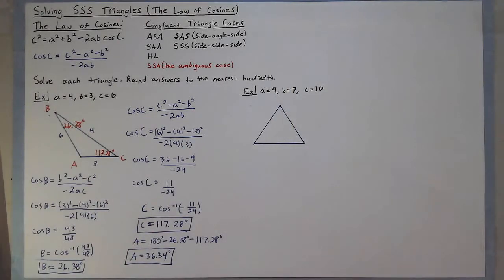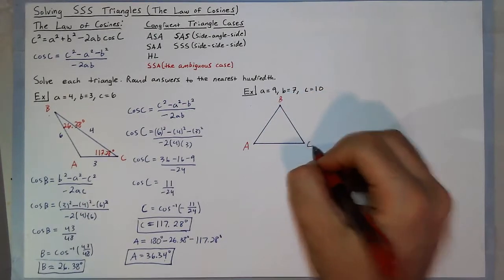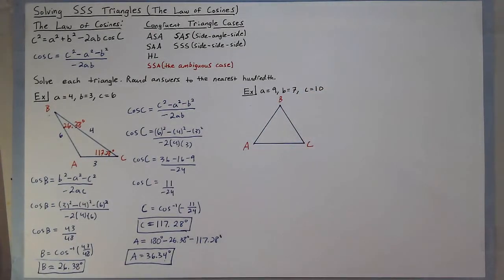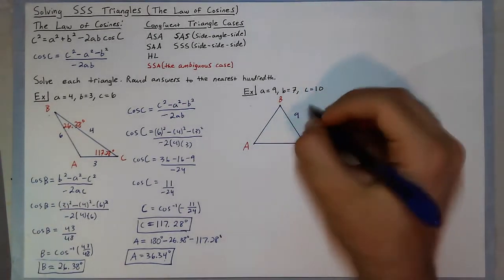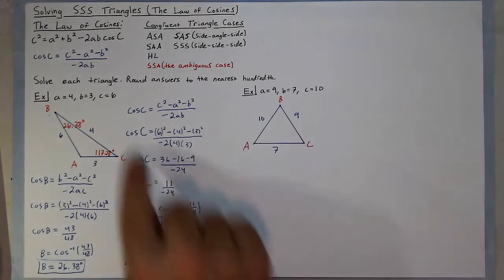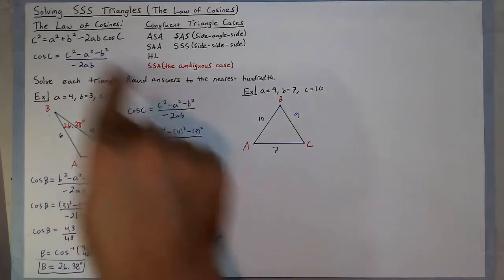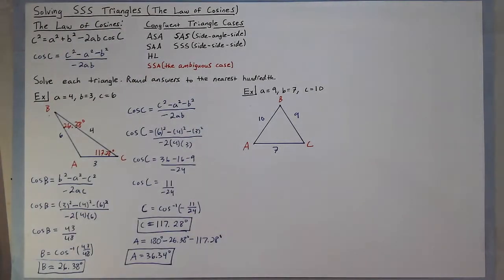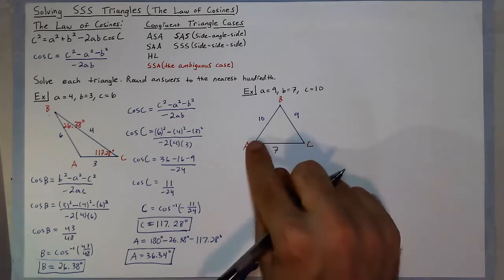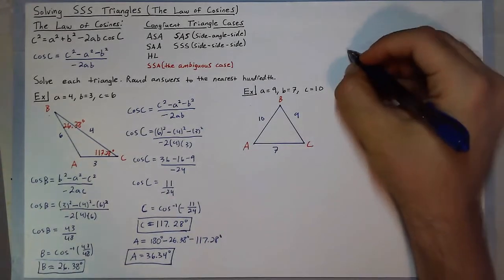Now for the next example, I'll label my triangle again A, B, C. And I know side length A, which is 9, side length B, which is 7, and side length C, which is 10. And now let's say you don't remember to put it into this form. You can still work it from the original law of cosines. So if I was looking for, let's say, angle A first this time, then I use the law of cosines.